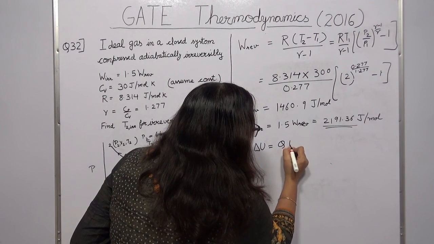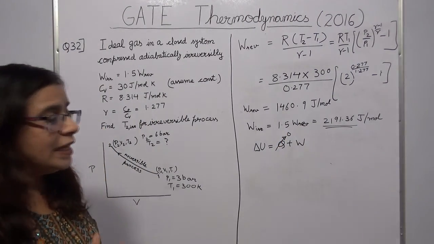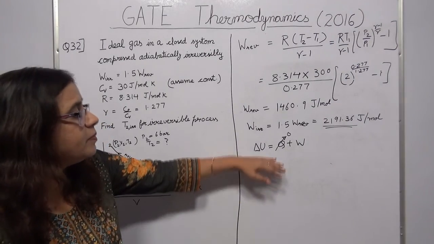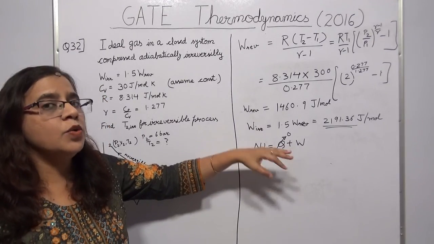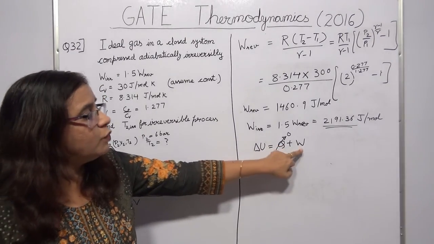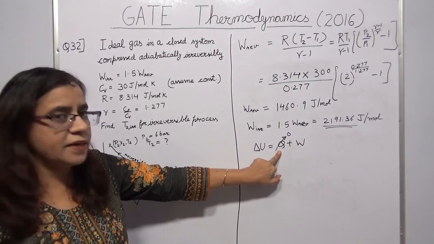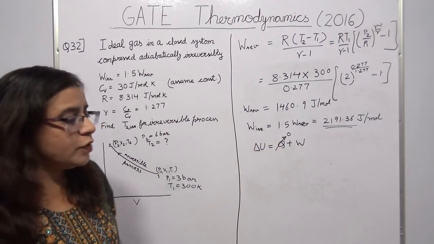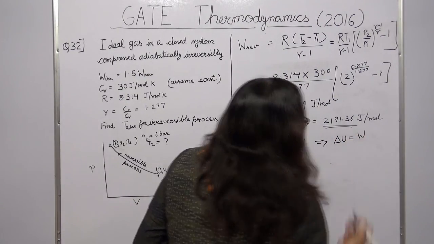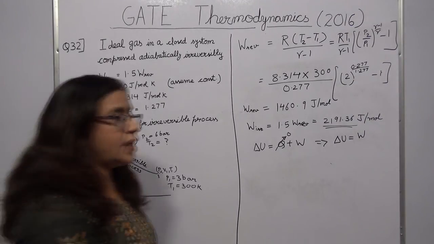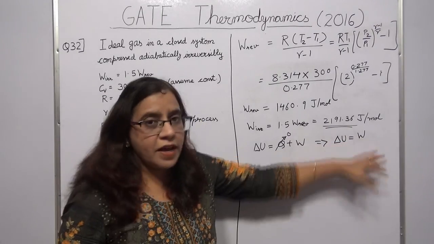Since it is an adiabatic process, Q goes to 0, there is no heat going into the system. When I am writing my first law, I am following the sign convention that heat going into the system is positive and work done on the system is positive. That's why I have written Q plus W. Now for an adiabatic process, Q is equal to 0. So what I am left with is that the change in internal energy is equal to work done. Now this work done can be reversible or irreversible. So now I have this equation.